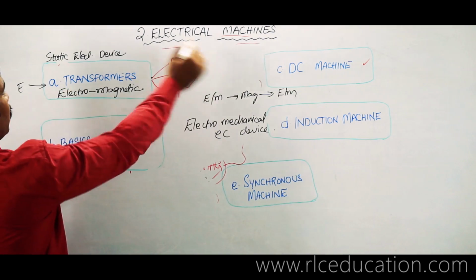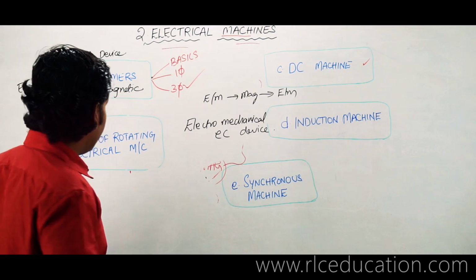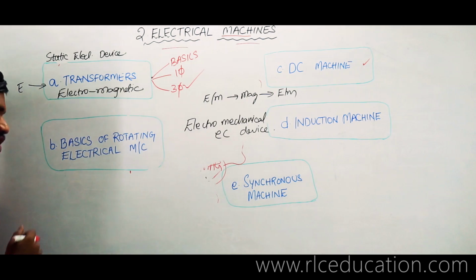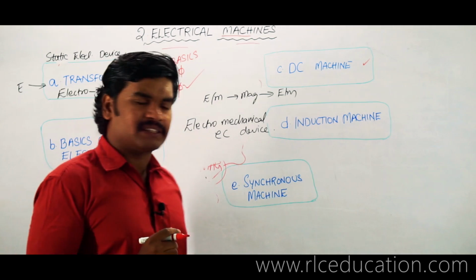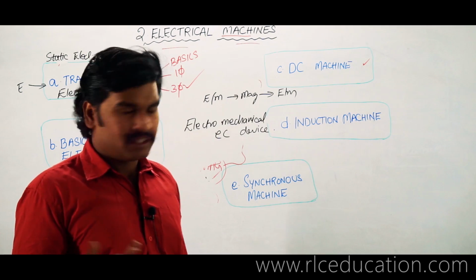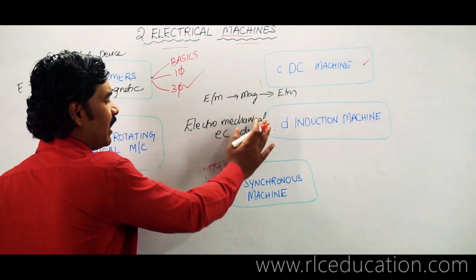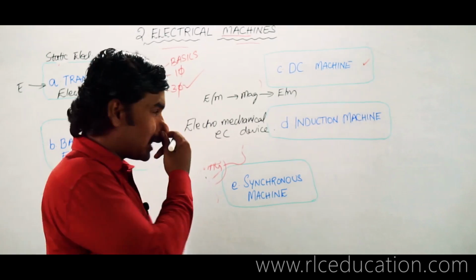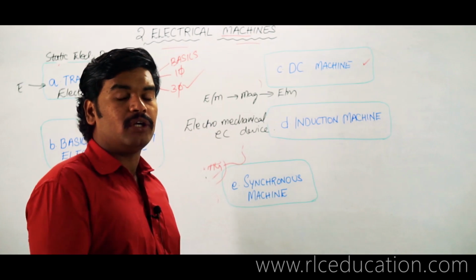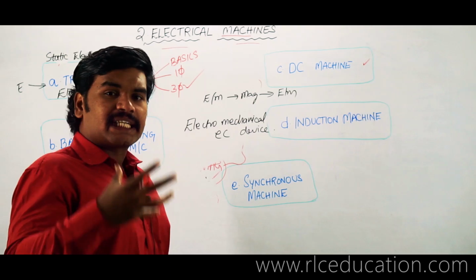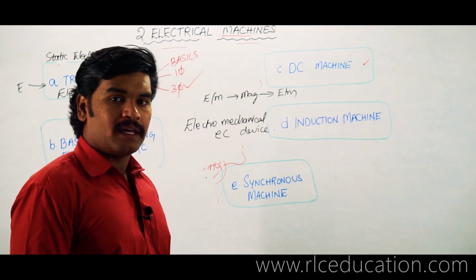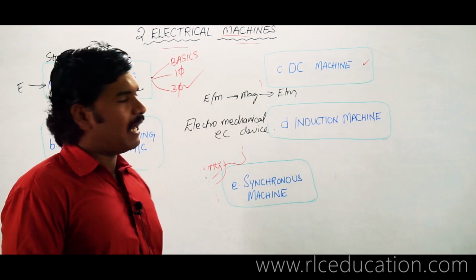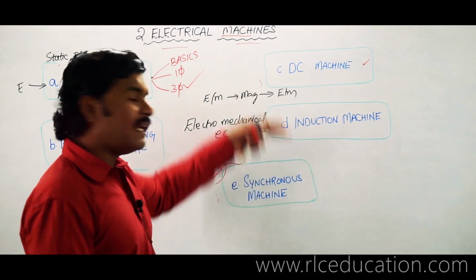Okay, after we complete the transformers in a perfect manner, then immediately we will jump into the topic called basics of rotating electrical machines. Basics of rotating electrical machines means, see, it is a rotating electrical machine. What is an electrical machine? It is an electromechanical energy conversion device, which converts electrical to mechanical or mechanical to electrical. The basic constructional and operation principles are the same, but the way you arrange certain aspects or the type of electrical energy you apply classifies them into DC machines or AC machines.